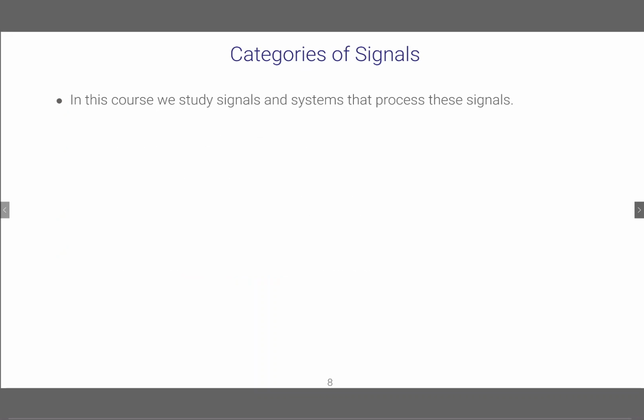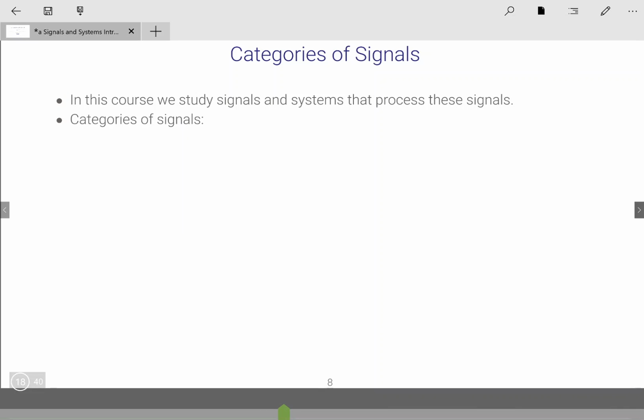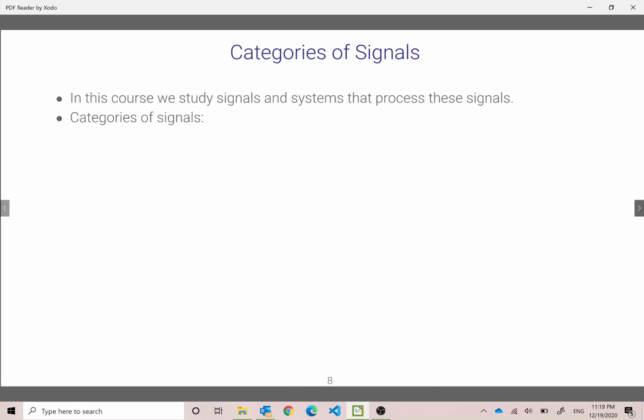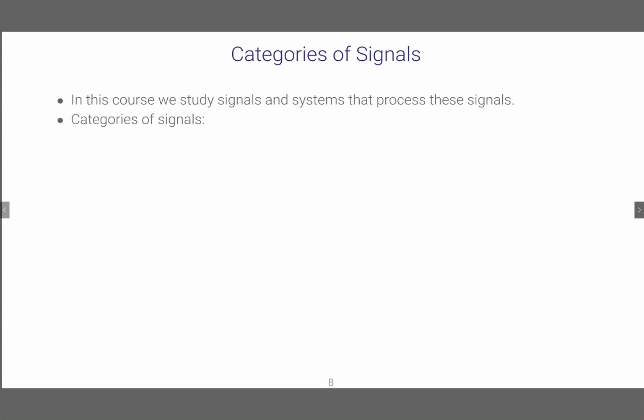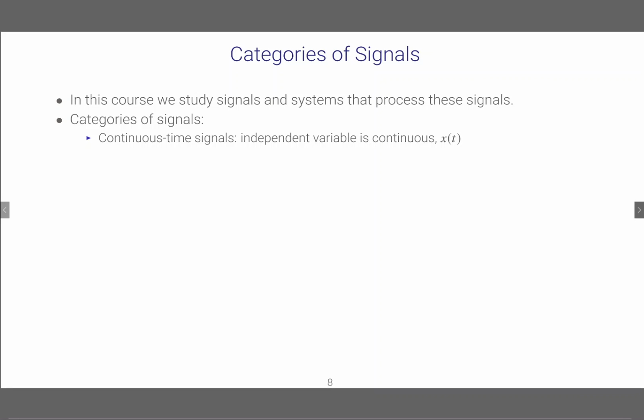Okay, so what are the categories of signals? In this course, we study signals and systems that process these signals. So categories. There are two main categories: continuous time signals, where the independent variable is continuous like time. So you can see this is the independent variable.